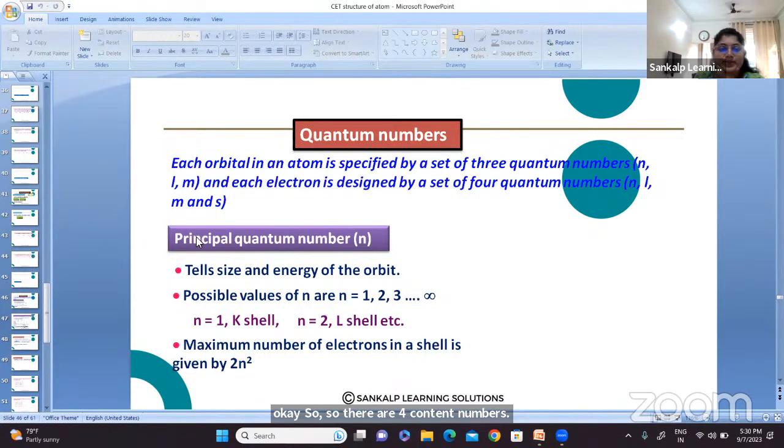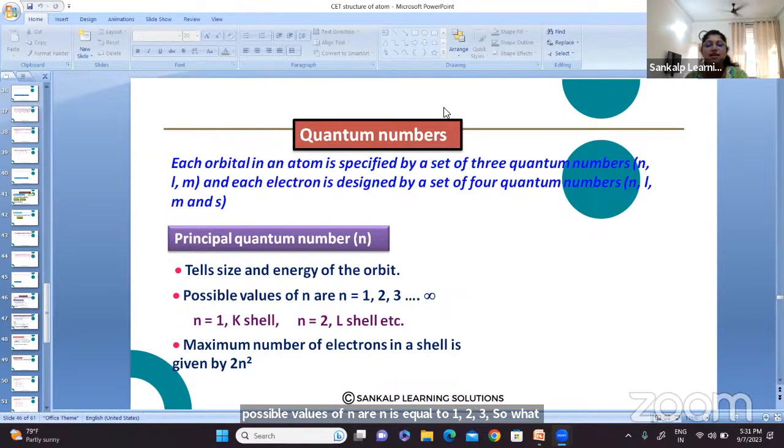So the first one is the principal quantum number. The principal quantum number is given as small n. It tells you about the size and energy of the orbit. Then what are the possible values of n? The possible values of n are 1, 2, 3 till infinity.